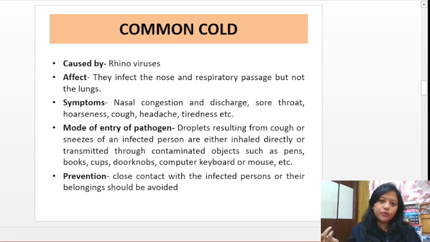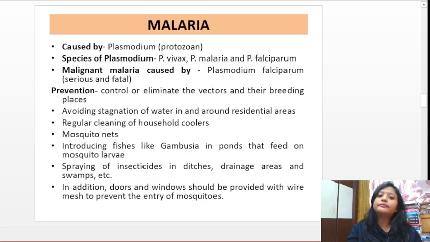So how will you prevent it? Simple, stay a bit far from that person, use a mask, and keep sanitizing your hands, keep your hands clean. Whenever you touch your nose or eyes, always make sure that your fingers are clean. Use a mask, do not be in too close contact with that person, and keep your belongings clean.